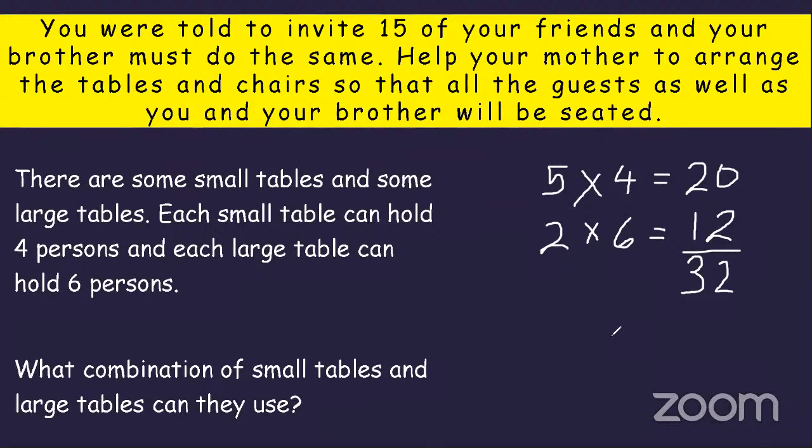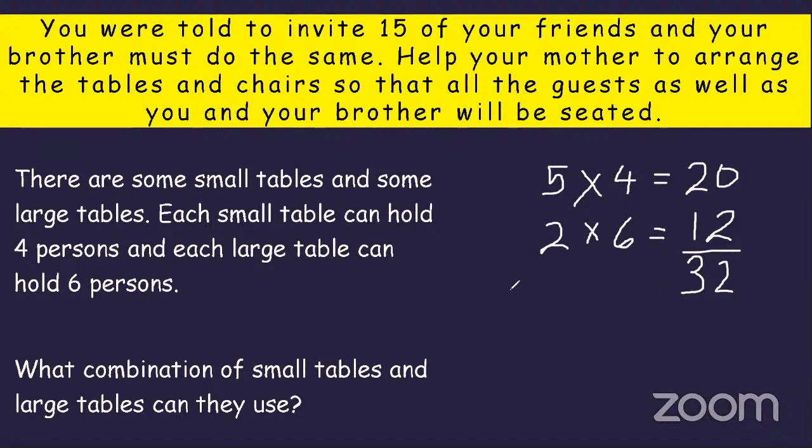So for the persons who are just joining, basically what we're doing is we're using this information here to determine how many small tables and large tables mother needs to put out for the party, because it said that you and your twin brother are having the party, and you must invite 15 persons and your brother must do the same. But we're not seating anybody else but your guests and you and your brother. So that is what we're thinking about when we're solving this. So I'm explaining for anyone who is joining late.